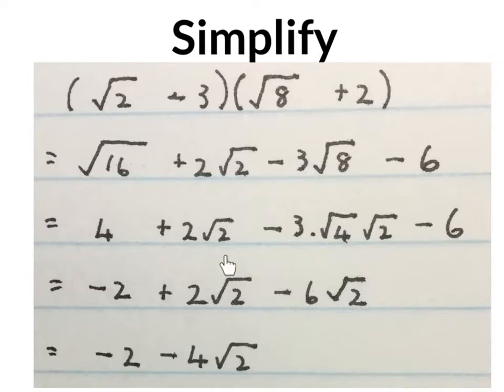Then we will add these two like terms. Plus 2 square root 2 minus 6 square root 2 is minus 4 square root 2. And I keep the minus 2. That is the final answer. Please stop your video and get your brain around this.